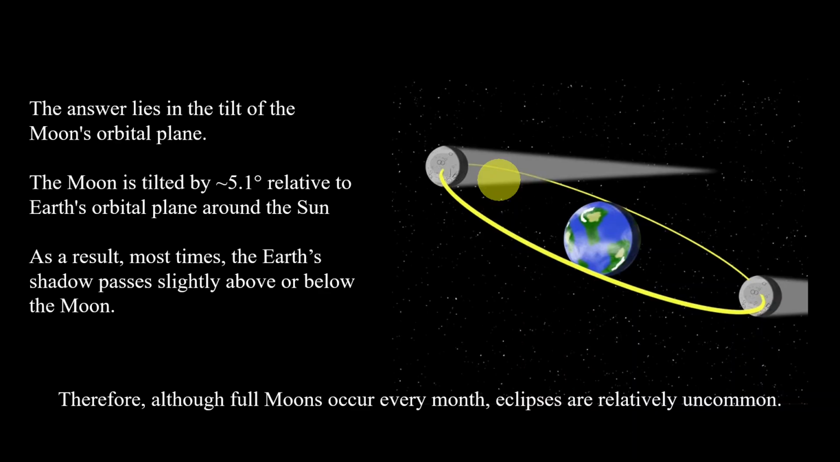Because of that tilt, the shadow of the moon is always missing Earth, and the shadow of Earth is always missing the moon. The shadow is protruding like that. So that is why we don't get to see it every month. That is why we have full moons, but we don't get to see lunar eclipses.